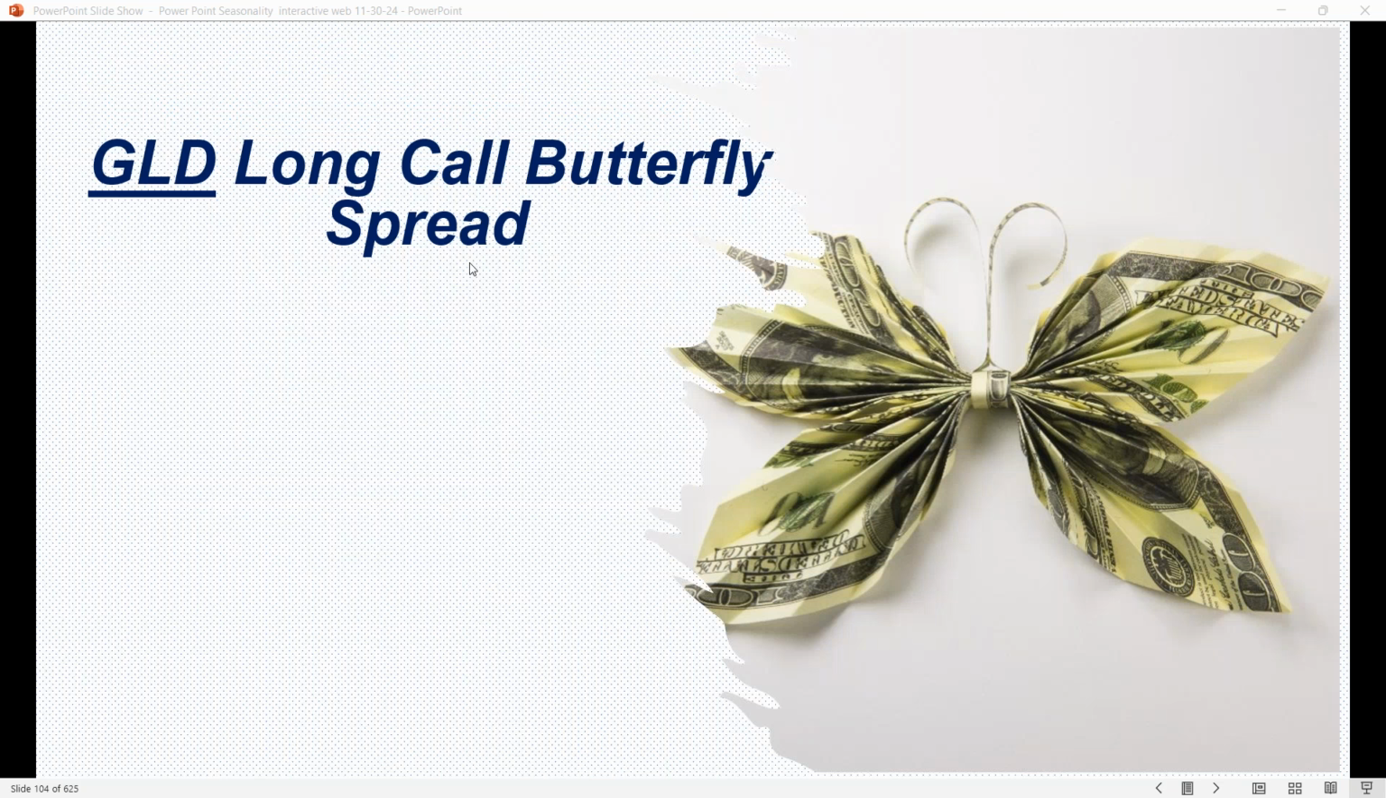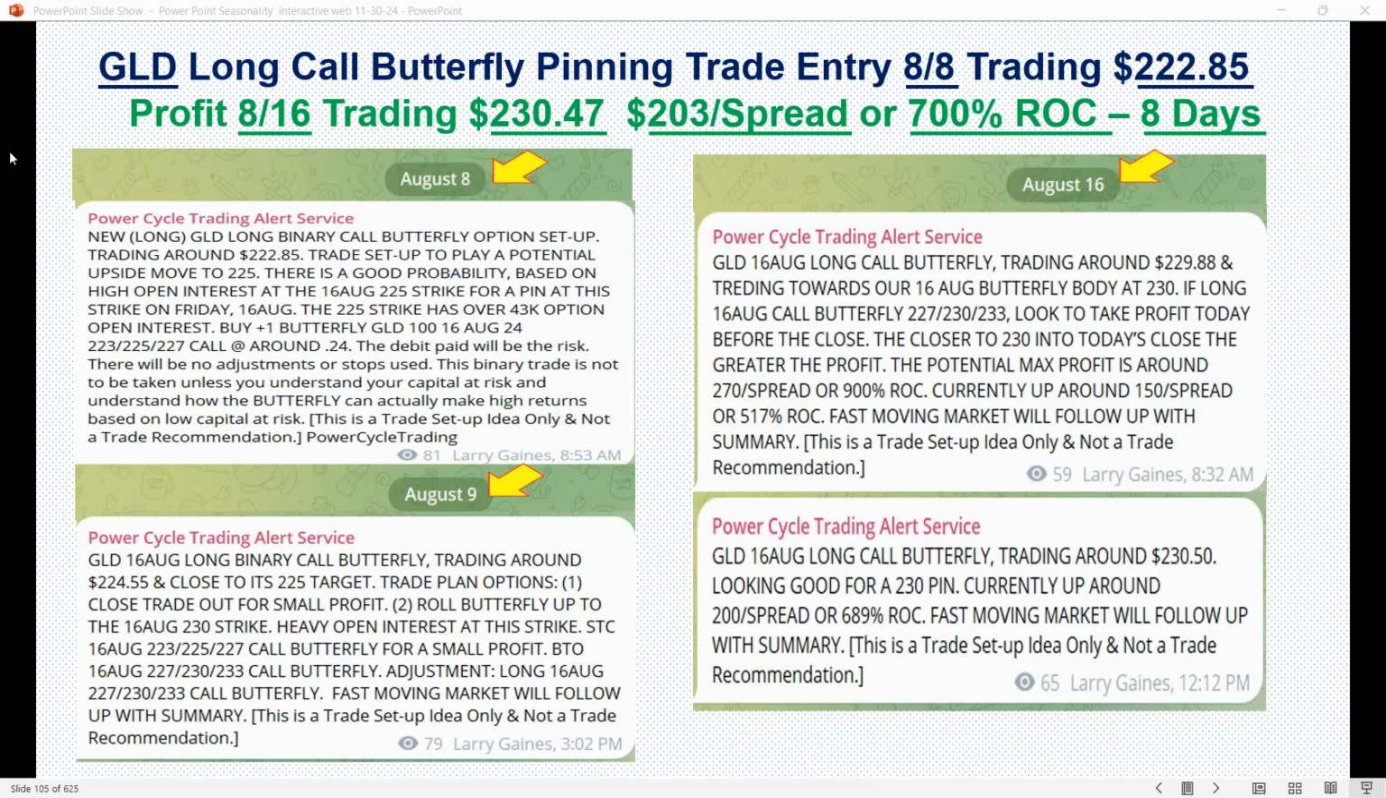Here's another one we did just recently. This was on GLD. So this was another, what we call binary pinning trade. It was trading at 222.85. And we originally had this one set up for 225, but then we rolled it up to 230. So it ended up right close to our target at 230. So this was up 203 per spread or 700% return. So it says here again, new GLD long binary call butterfly option setup, trading at 222.85.